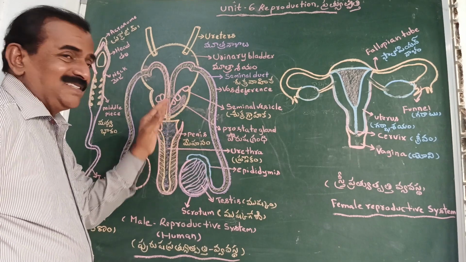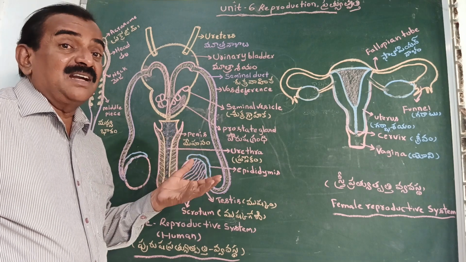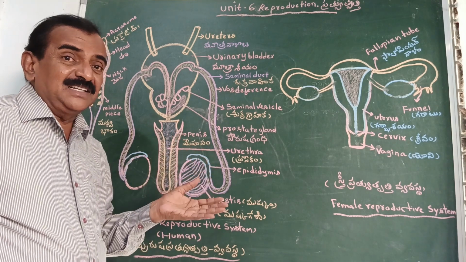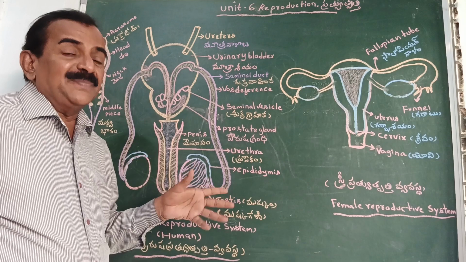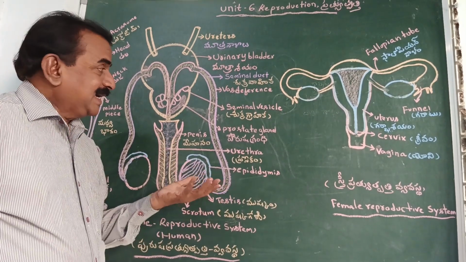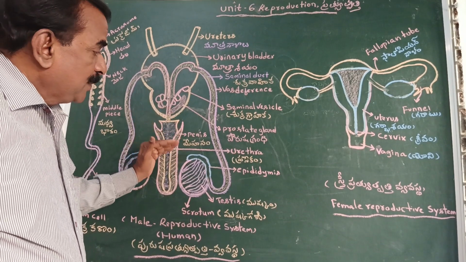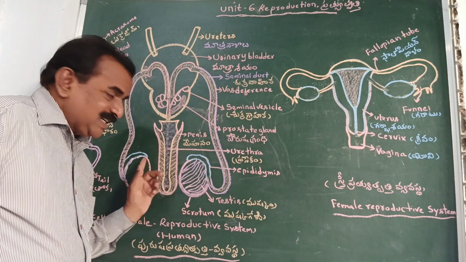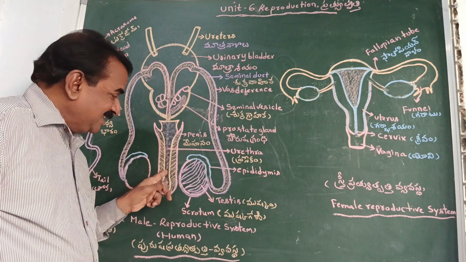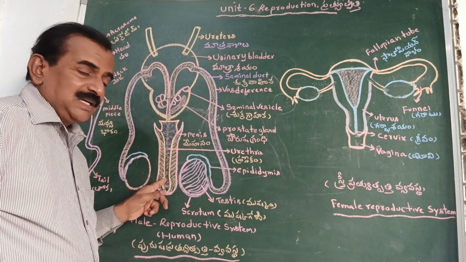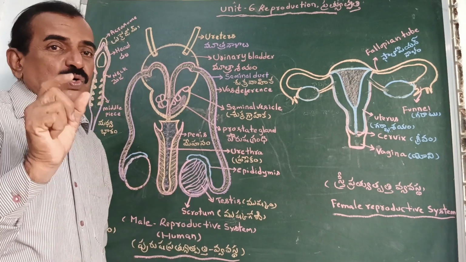And during this process we can see some accessory glands, called the seminal vesicles, Cowper's gland and prostate gland. Cowper's glands are 2, seminal vesicles are 2, the prostate gland is 1, and we can see the ejaculatory duct. All these are parts of the male reproductive system. Here 2 testes are present in the scrotum, and this is the penis. At the center of the penis the urethra is present, and the testes are present in a sac-like structure called the scrotum.